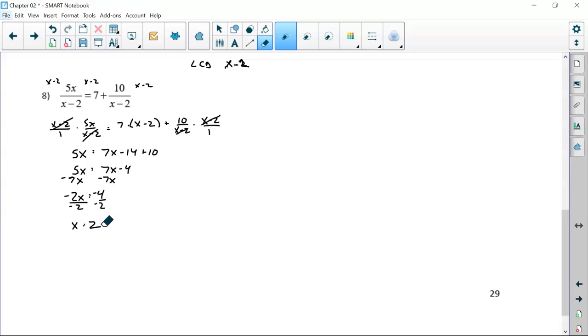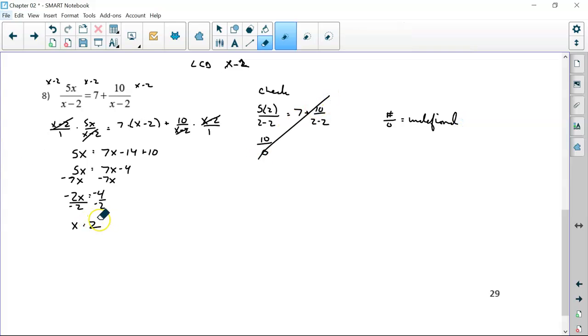Now remember, we want to check when we have x in the denominator. When we check, 5 times 2 over 2 minus 2 equals 7 plus 10 over 2 minus 2. Now I see I have 10 over, and 2 minus 2 is 0. As soon as I see that division by 0, that's undefined. And as soon as I see undefined in my check, I can throw away this answer. x equals 2 didn't work.